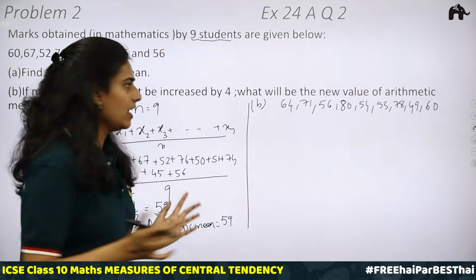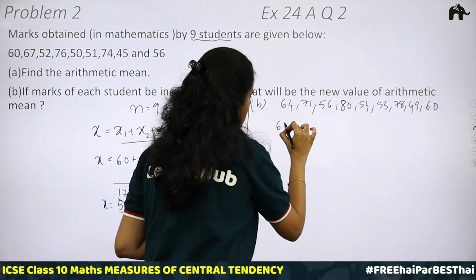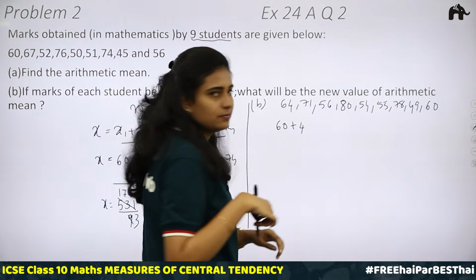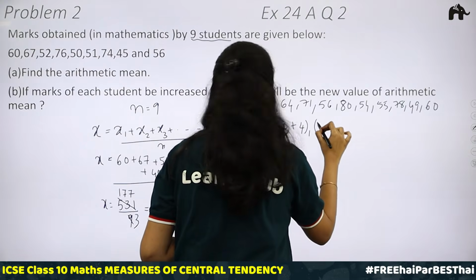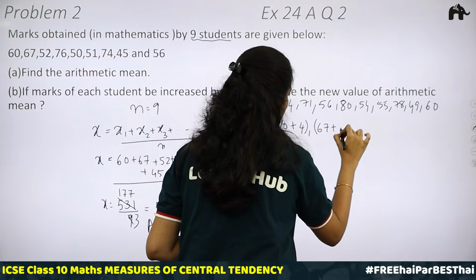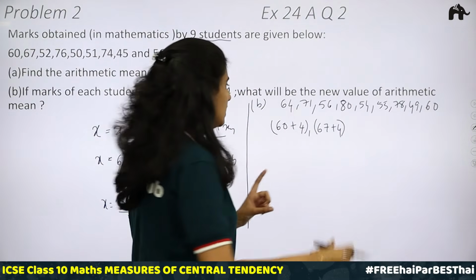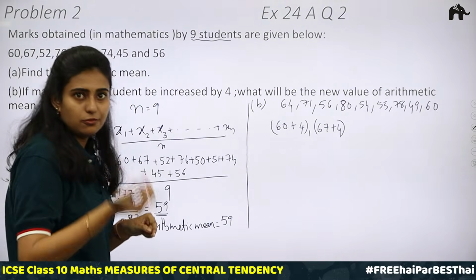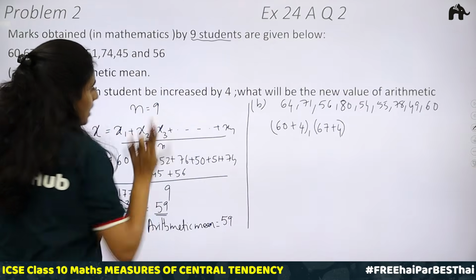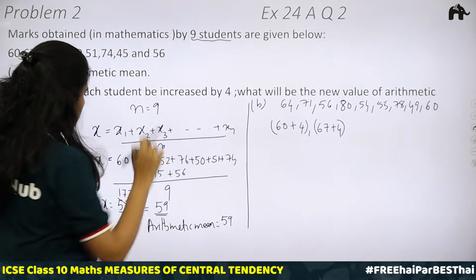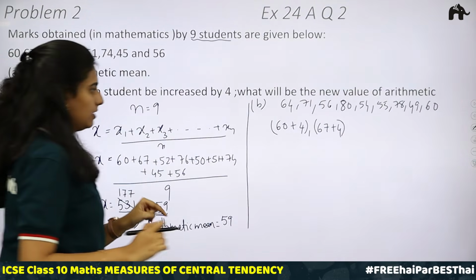Okay. Now what we have done? 60. It is 60 plus 4. Yes. 71. 71 is 67 plus 4. Okay. With each term we are adding 4. Yes. So here we have obtained a value by adding all these, which is equal to 531.